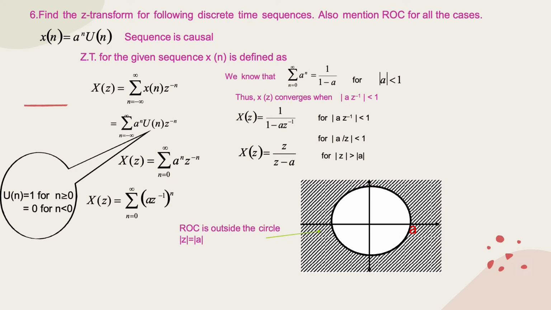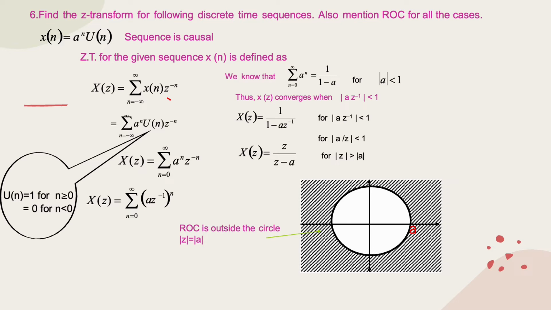The next one, find the Z transform of the following discrete time sequences and also mention the ROC. So x of n equal to a power n u of n. The sequence is causal. Here u of n is the unit step sequence. The definition is given here. Write down the formula first. Then in the formula, x of n can be replaced by a power n u of n.